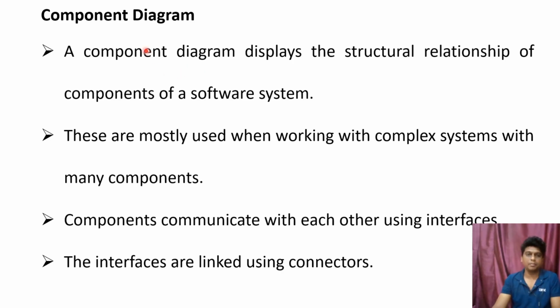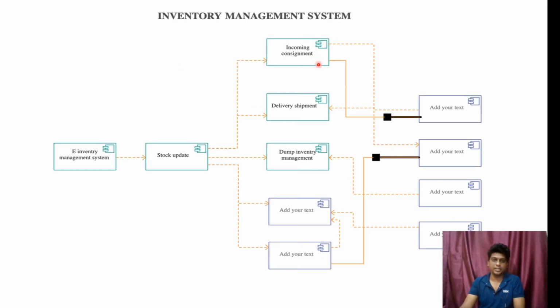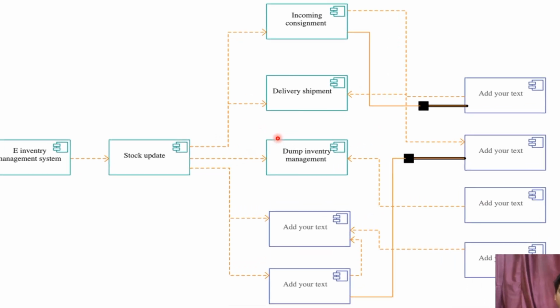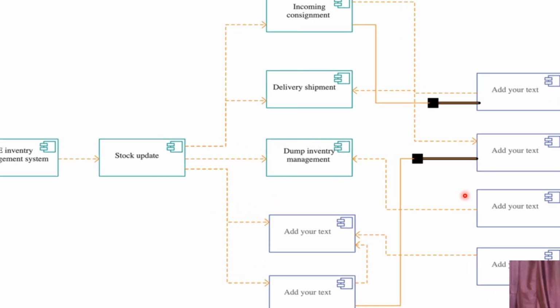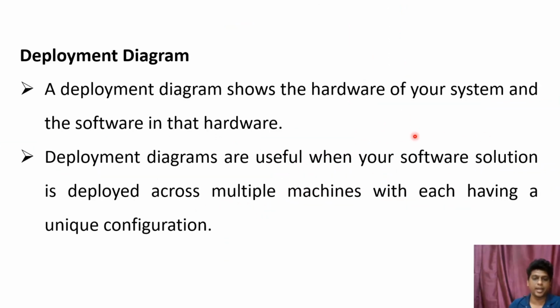In the component diagram, it helps to represent how the physical components in a system have been organized. The component diagram depicts the structural relationship between software elements and helps us in understanding its functional requirements. Here is how the inventory management system is performed using this component diagram, to understand how the physical components of the system have been organized. Next, the deployment diagram.